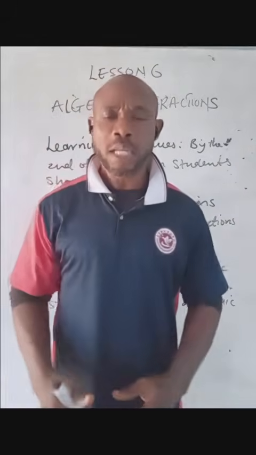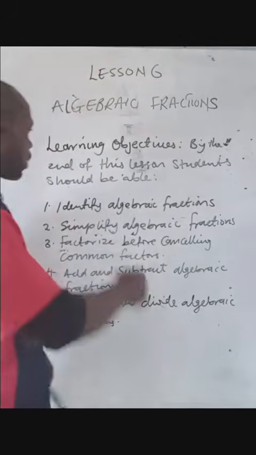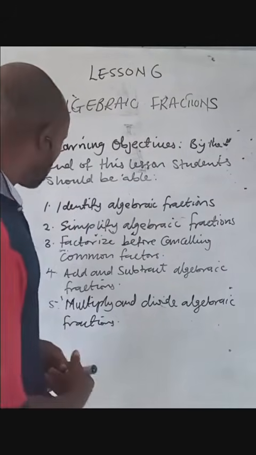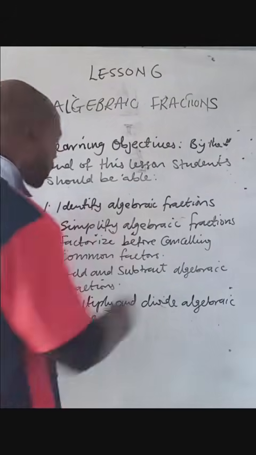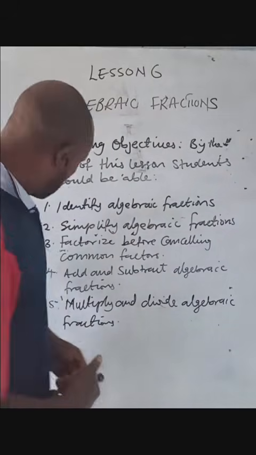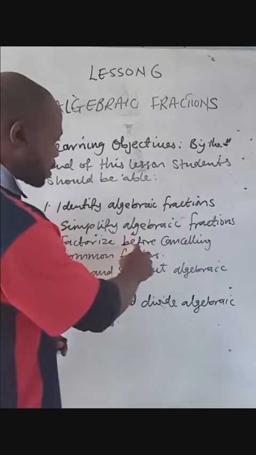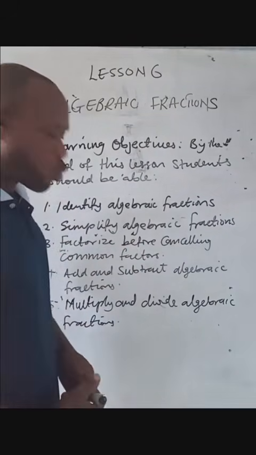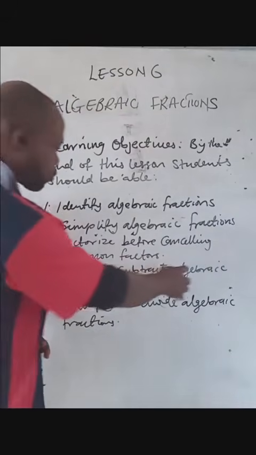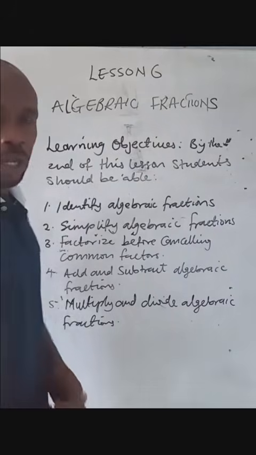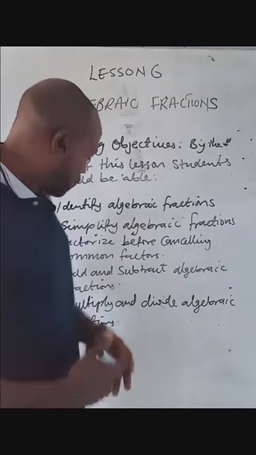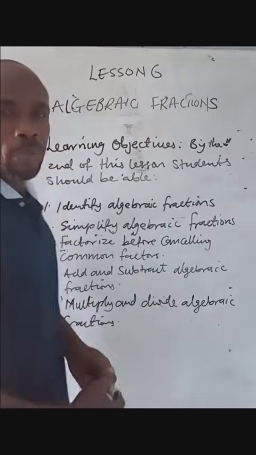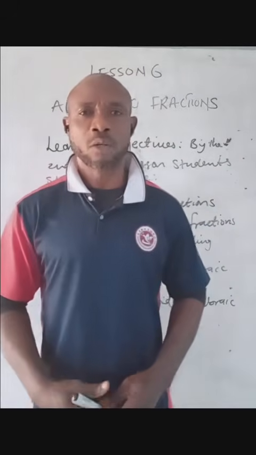By the end of this lesson, students should be able to: number one, identify algebraic fractions. Number two, simplify algebraic fractions. Number three, factorize before cancelling common factors. Number four, add and subtract algebraic fractions. And lastly, number five, multiply and divide algebraic fractions.